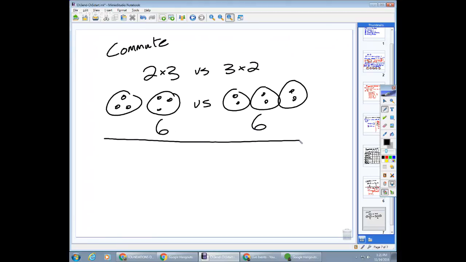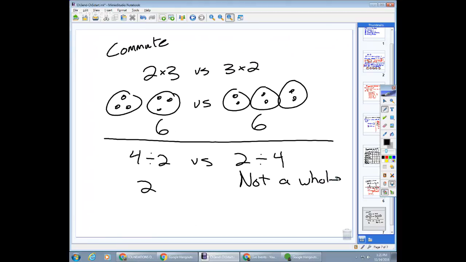How about division? Like 4 divided by 2 versus 2 divided by 4. Yeah, 4 divided by 2 is 2. 2 divided by 4 is not even a whole number. If we want to start talking about switching division, then we have to get into what are called the rational numbers or the fractions.